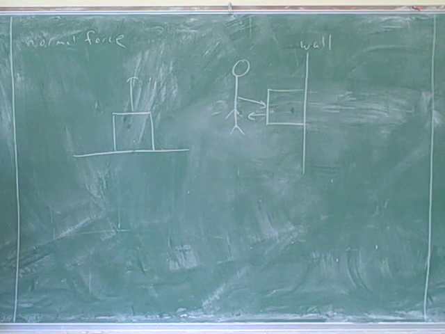When is there a normal force? The normal force arises when it's necessary to prevent an object from moving through a surface. If there's nothing that's trying to drag an object through a surface, then we don't need any normal force to prevent that.